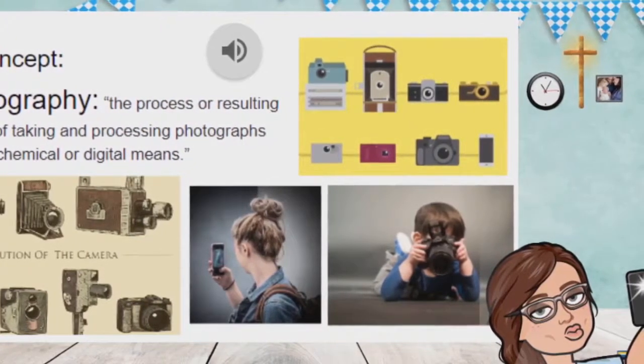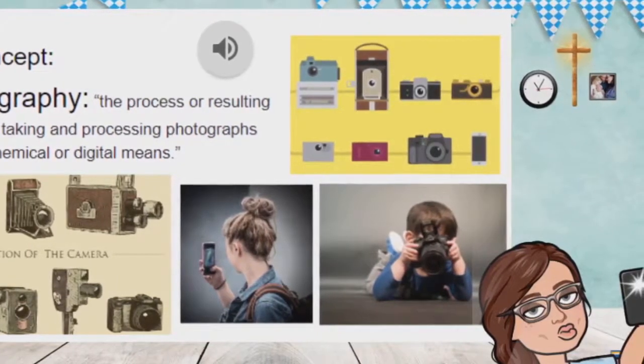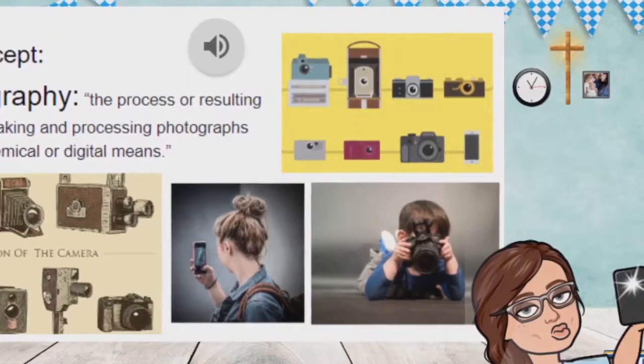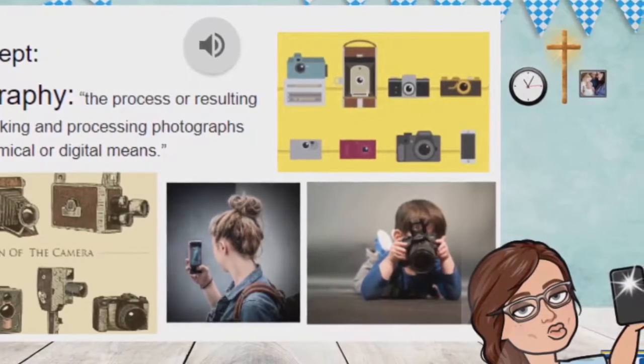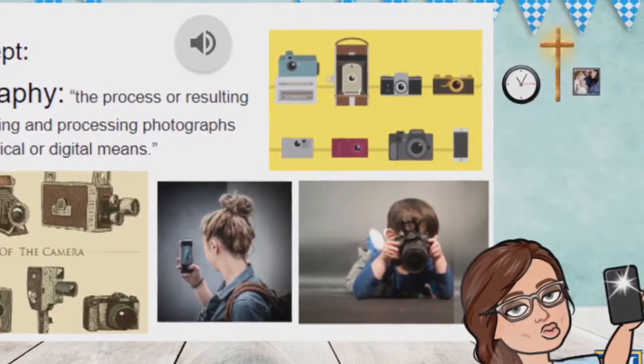And digital is something where the image is kept in a digital format, either through a memory card or on the device itself. And then you can share it through digital means, and it's made up of little tiny pieces or dots of color, which are called pixels.